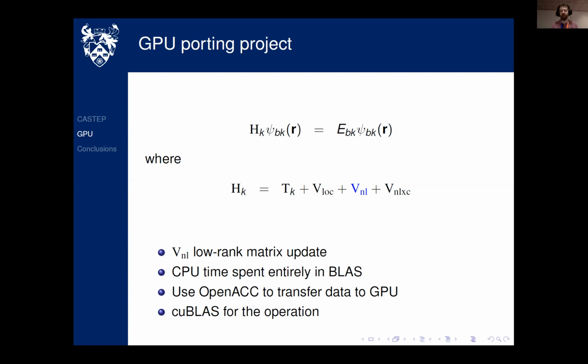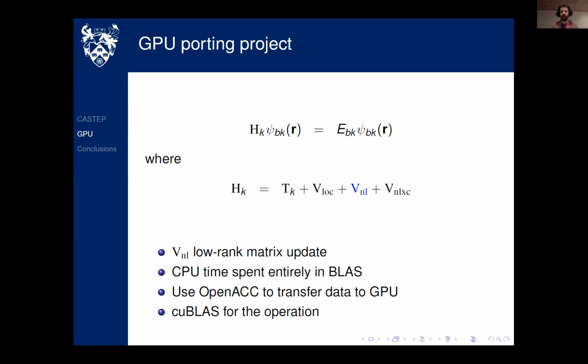So when we come to look at how we can do this on a GPU for a big system where this dominates, it's relatively straightforward. You use OpenACC directives to tell the compiler what data you want to move to the GPU. For your BLAS call, there isn't any OpenACC to do that, and you might need to do CUDA, but thankfully NVIDIA have worked on that. There is cuBLAS, which is literally their optimized BLAS that runs on the card, on the GPU.